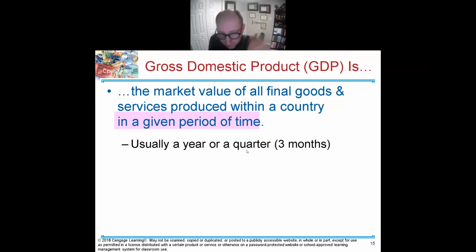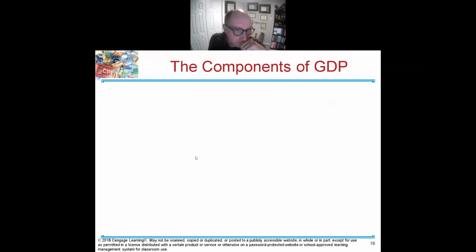A quarter is 3 months. For those of you who don't know that, you should know that. January, February, March, that's quarter 1. April, May, June, that's quarter 2. July, August, September, quarter 3. October, November, December, quarter 4. The gross domestic product in the United States has currently decreased in 3 quarters during the year of 2022. Quarter 1, quarter 2, and quarter 3 all saw losses in gross domestic product, which means we are technically in a recession.